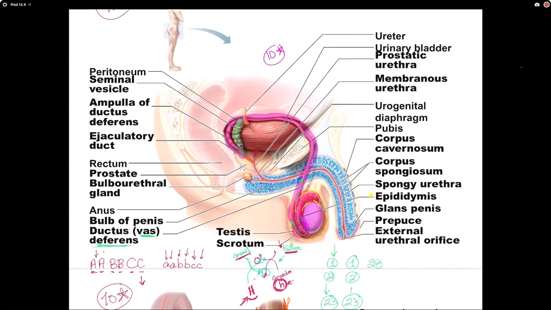So if it's too cold, what's going to happen? The muscle's going to be pulling the testis up towards the body cavity for it to be warmer. If it's too hot, the muscle will relax, making the testis hang down away from the cavity. Again, to create a suitable environment for normal sperm production.